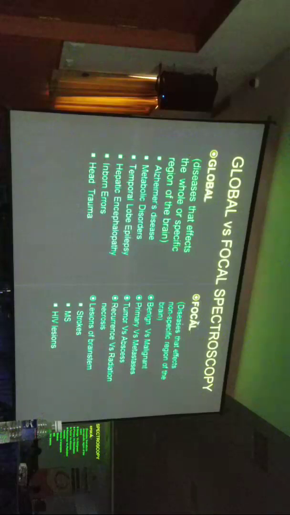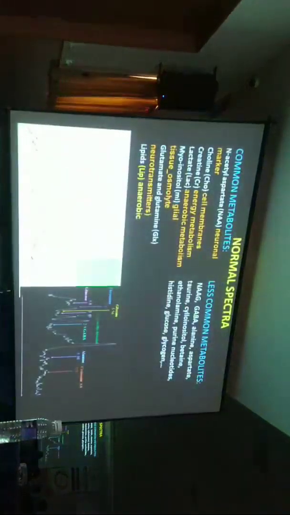Indications: you know, focal diseases, to differentiate benign lesion from malignant lesion, whether it is primary or metastasis, whether it is a tumor, abscess, or some other lesion, whether there is radiation necrosis, to differentiate some other lesions. Those are the focal lesions. And diffuse conditions like temporal lobe epilepsy, some inborn errors of metabolism, and mitochondrial disease can again be diagnosed with spectroscopy. Then you should know the normal spectrum.